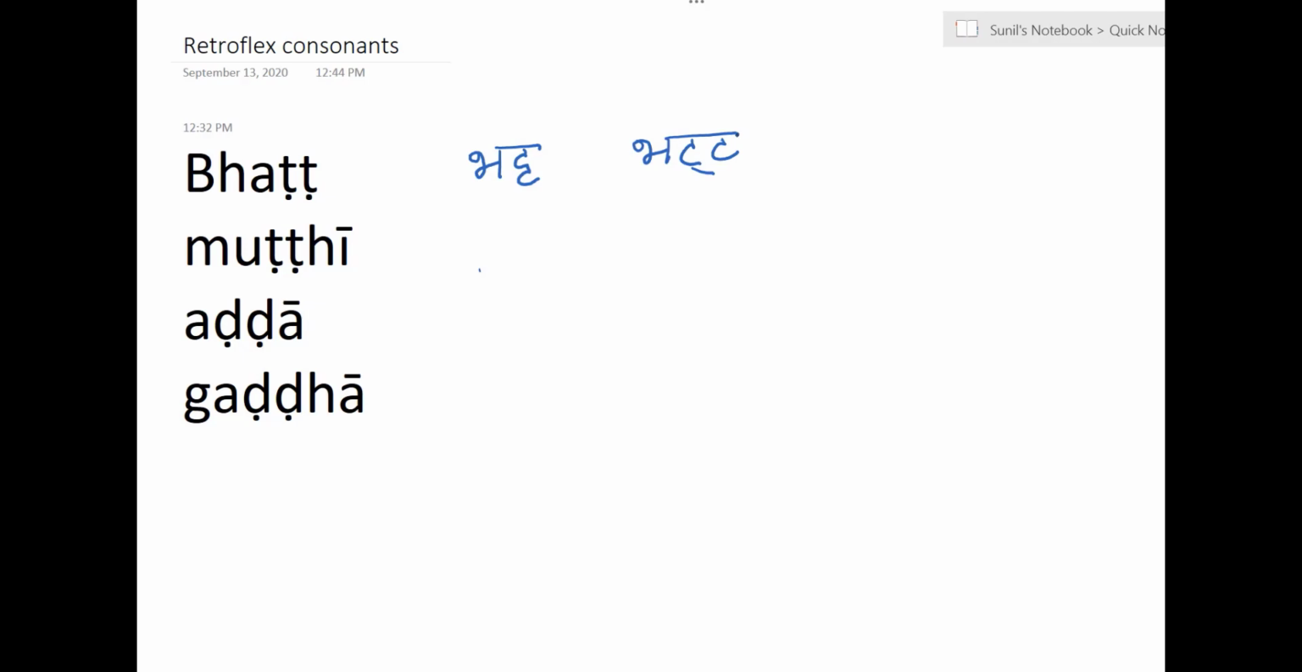There's another word, muthi, that means a fist. So ma, short u, ta, and then you have tha here, and then long e, muthi. Mu, ta, with halant ta, tha, muthi.